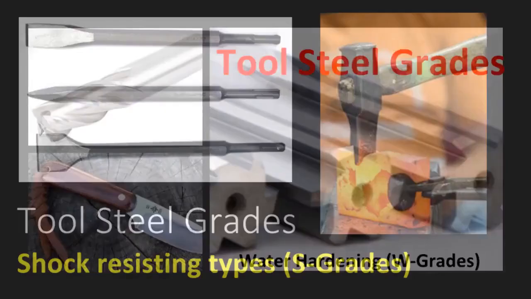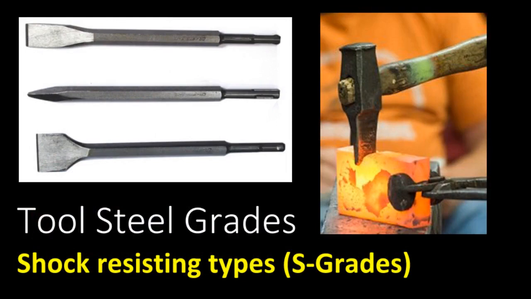Shock-resisting types, S grades. This type of tool steel has been designed to resist shock at low or high temperatures. Example: jackhammer bits. Its low carbon content is required to achieve the necessary toughness. This group of metals has high impact toughness, but a low abrasion resistance.